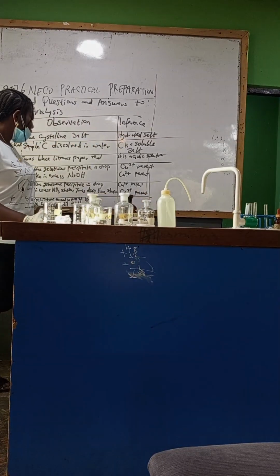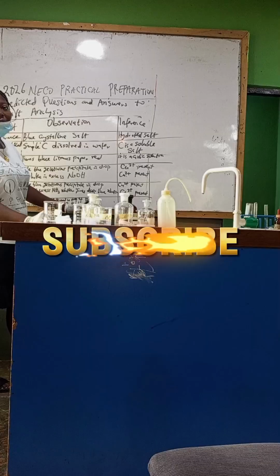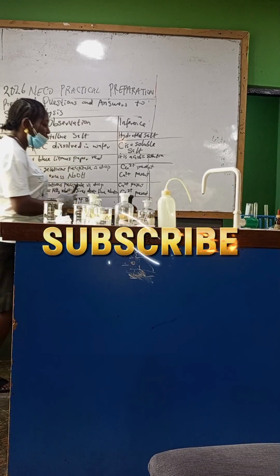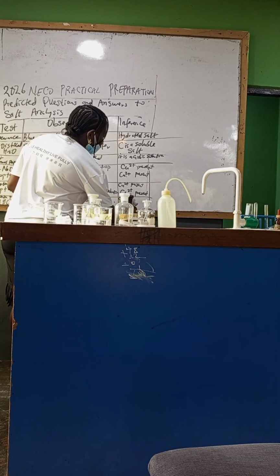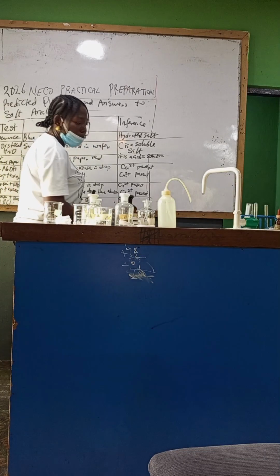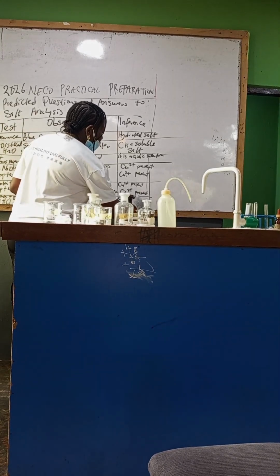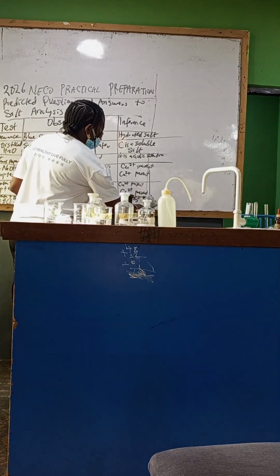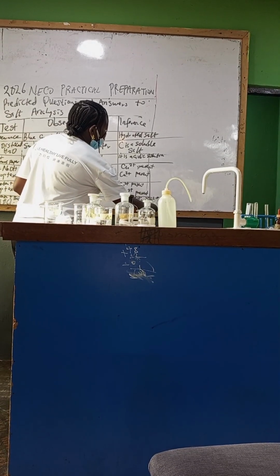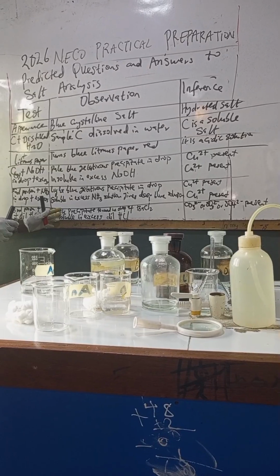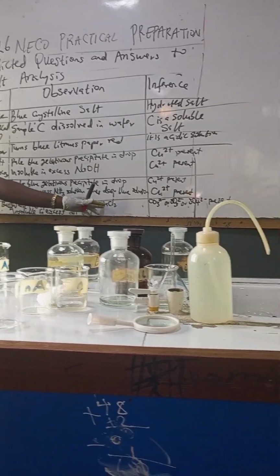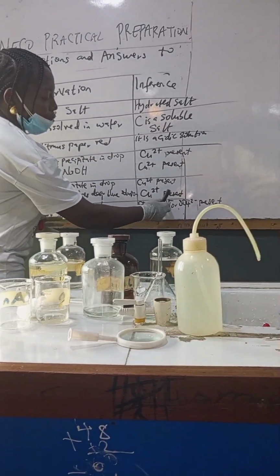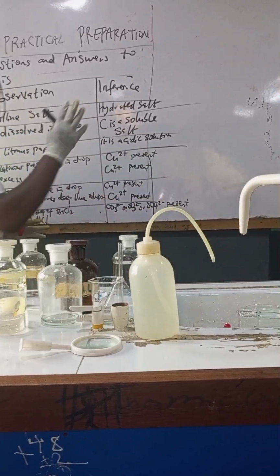So the first one, when we added barium chloride, a white precipitate is formed. Under it, you have the inference: CO3 2 minus or SO3 2 minus or SO4 2 minus present. Observe that white precipitate is formed in drop of barium chloride. Under that one, your inference should be CO3 2 minus or SO3 2 minus or SO4 2 minus present.